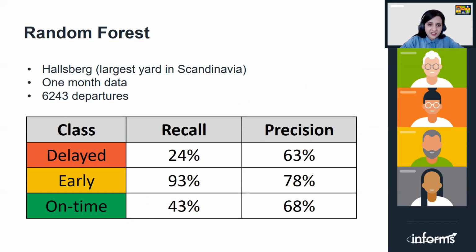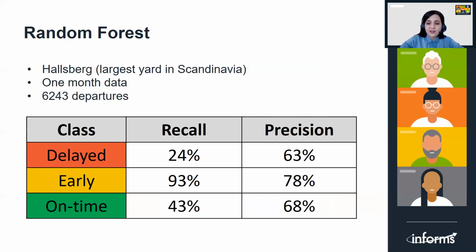We can see that for the recall parameter, the results for the delayed and on-time departures are quite low. It's 24% for the delayed and 43% for the on-time. The precision of the model, however, for these two is fairly similar. It's 63% for the delayed and 68% for the on-time departures. The results for the early departures are much better.